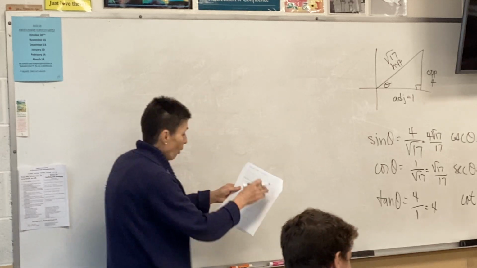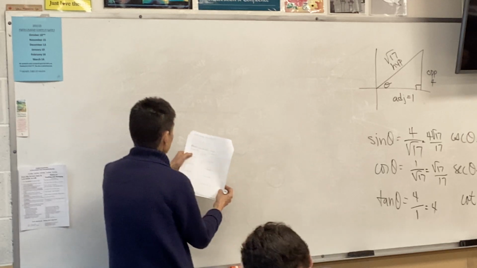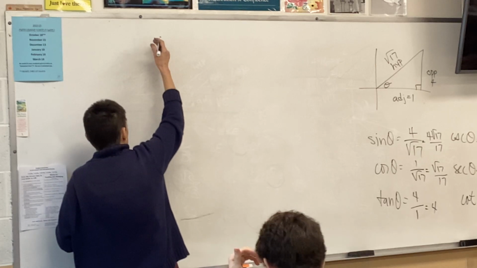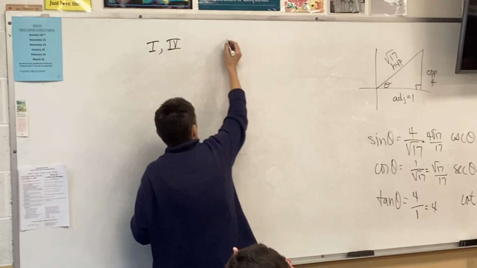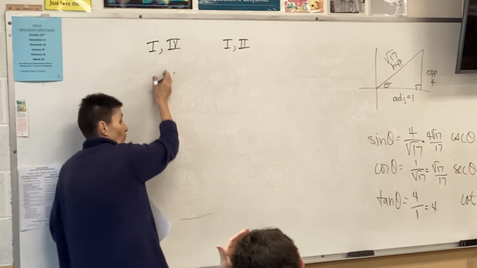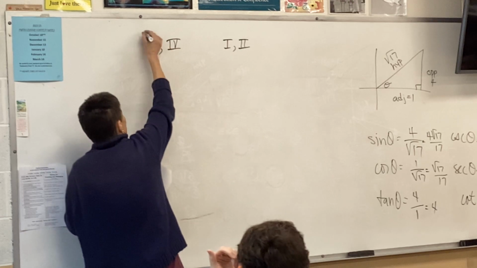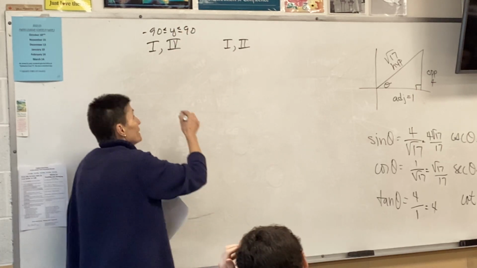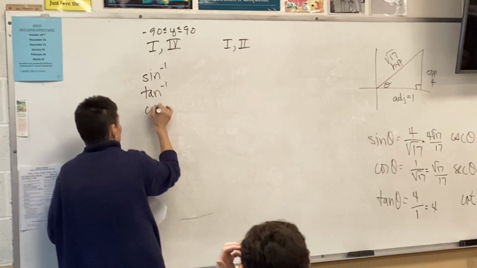We've got a whole bunch of problems in part number 4 that deal with the inverse functions. Remember, there are 3 inverse functions that are defined in quadrants 1 and 4, and 3 that are defined in quadrants 1 and 2. Does anybody remember which inverse functions are in 1 and 4? That means negative 90 to positive 90. Inverse sine, inverse tangent, inverse cosecant.